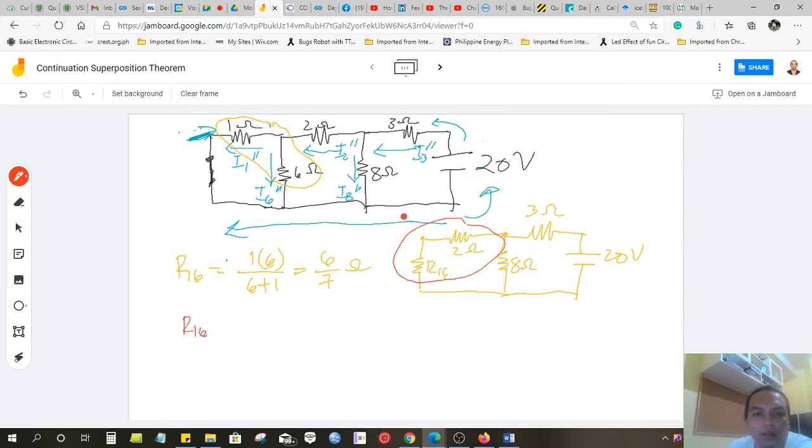R16 plus 2. So, 2. Double prime ha, double prime. So, kay kaduhan nga solution. Sabot pa sabot 6 over 7 plus 2. That is equal to 6 over 7 plus 2, 20 over 7. 20 over 7 ohm. The circuit now will become ingani.